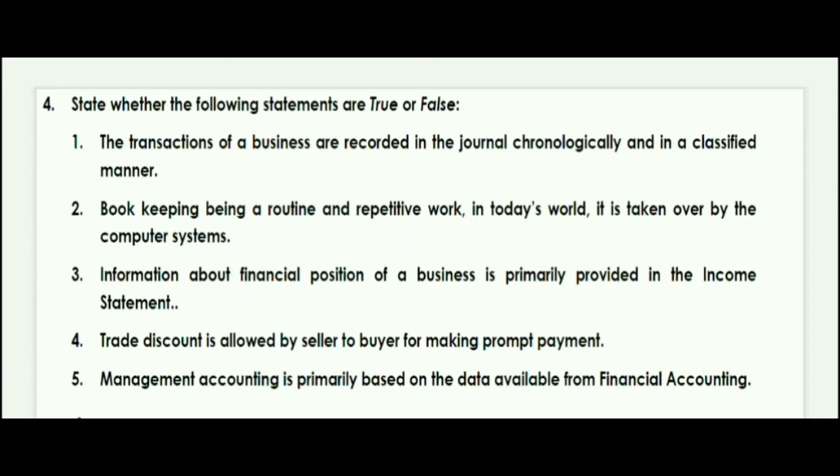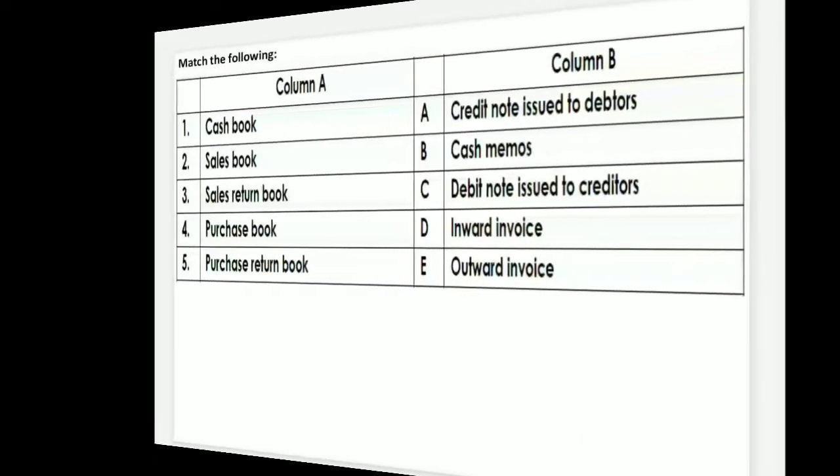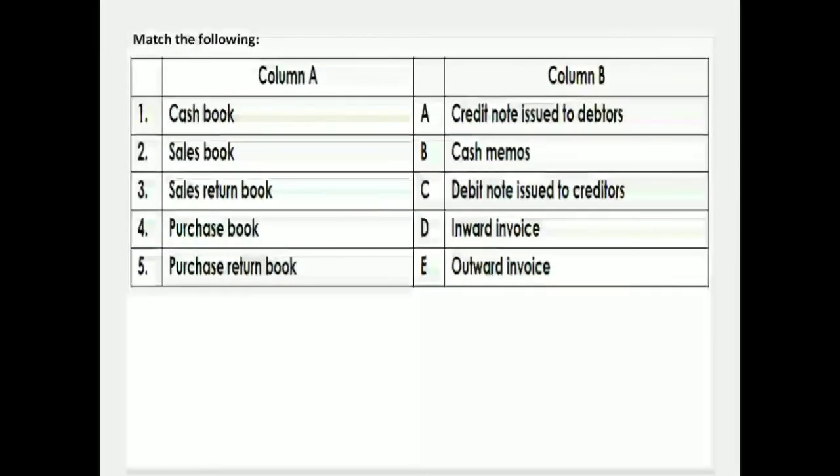Let's see the next question now. Well, dear friends, as you can see on the screen, the next question is regarding match the following. So the questions in column A you have to match with the options in column B. The first is cash book, second is sales book, third is sales return book, fourth is purchase book, fifth is purchase return book.